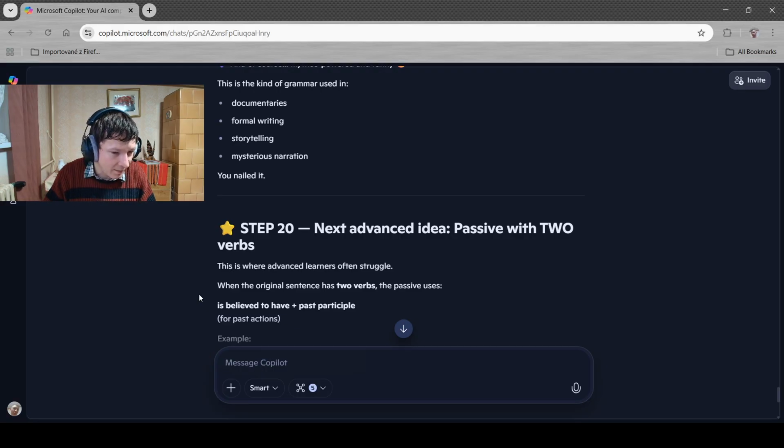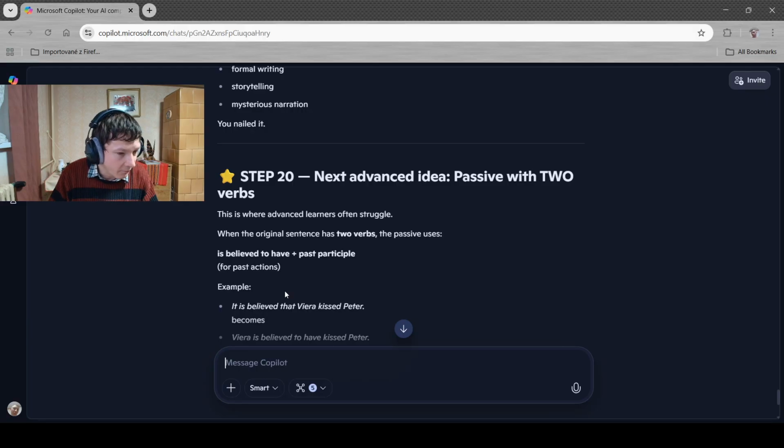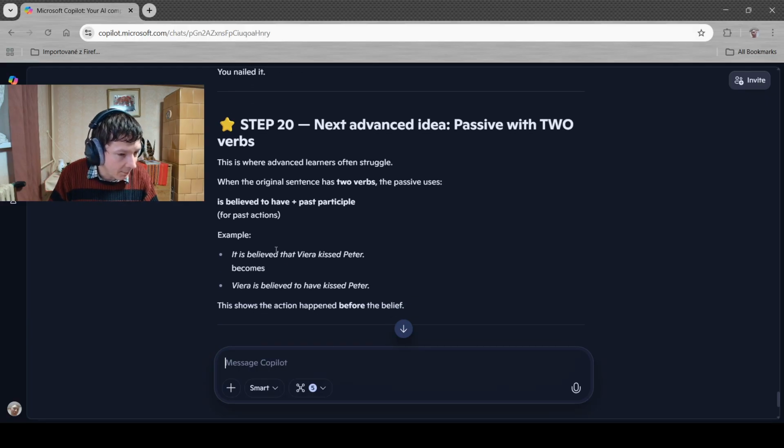Step 20. Next advanced idea. Passive with two verbs. This is where advanced learners often struggle. When the original sentence has two verbs, the passive uses is believed to have plus past participle for past actions. Example, it is believed that Viera kissed Peter becomes Viera is believed to have kissed Peter.